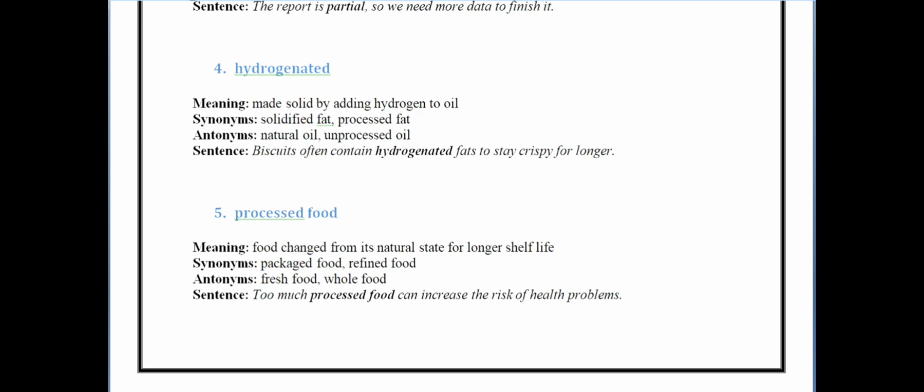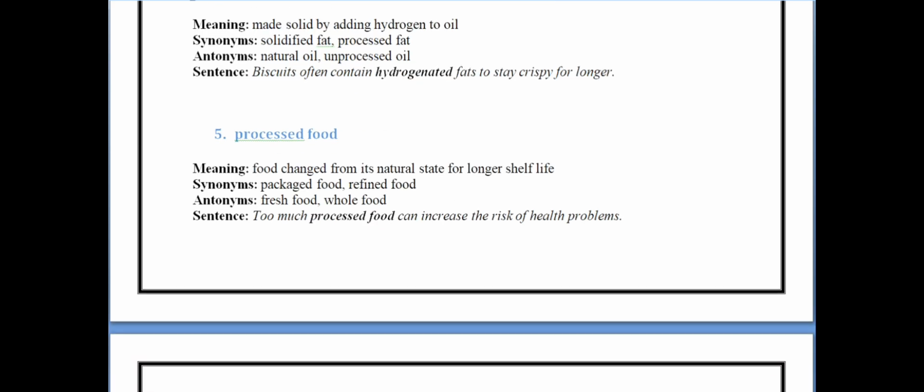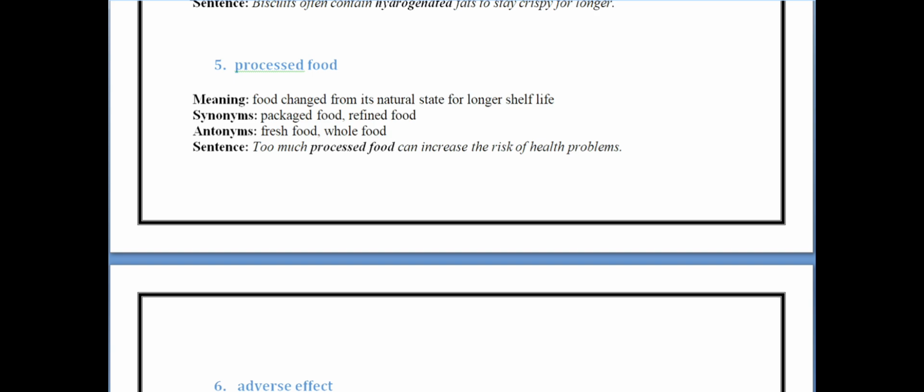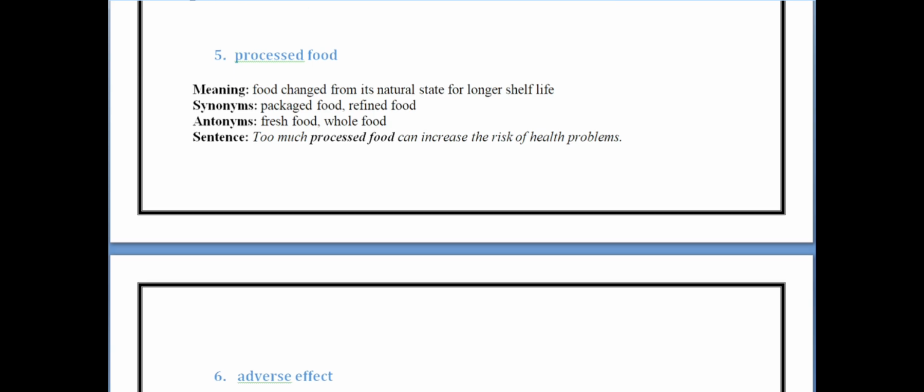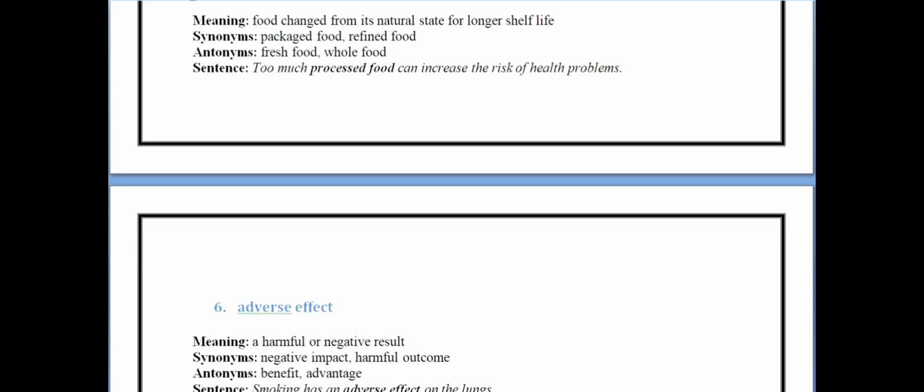Word number 5 is processed food. Food changed from its natural state for longer shelf life. Food is changed from its natural state in order to keep it for a longer shelf life. Synonyms are packaged food or refined food. Antonyms are fresh food or whole food. The sentence usage, too much processed food can increase the risk of health problems.